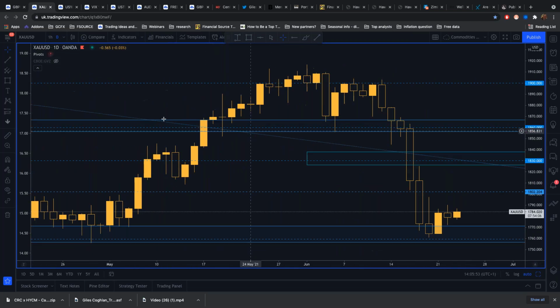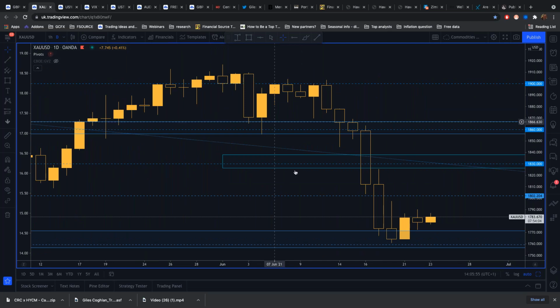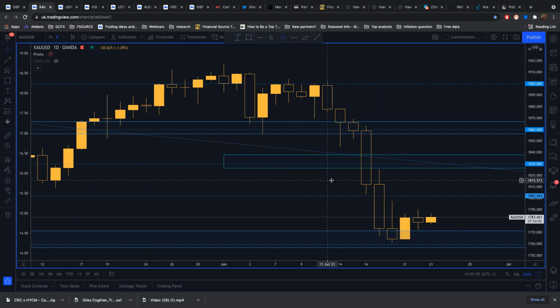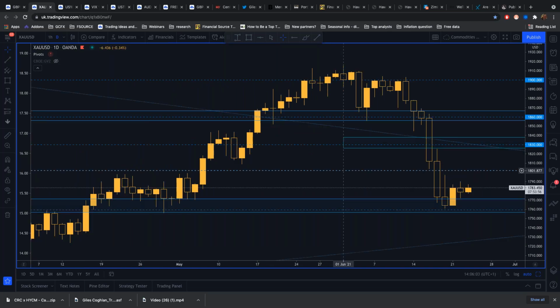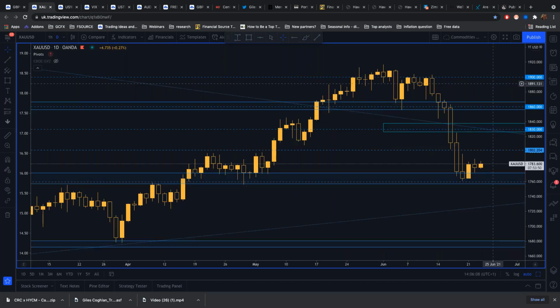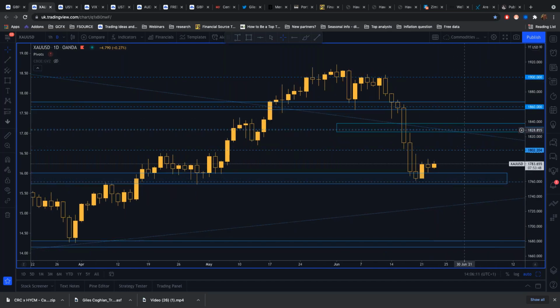This is what I'm looking for. On Friday, we have the PCE core deflator, which is the inflation measure for consumers in the US. If that's very high, Syed, I expect gold to keep falling. If it's so-so, it could move higher, back up to that 1830.